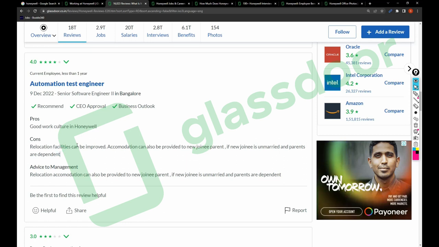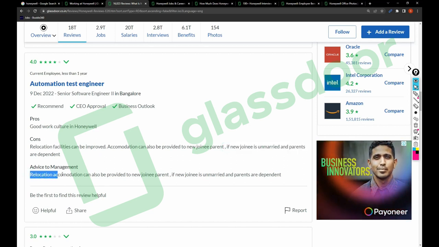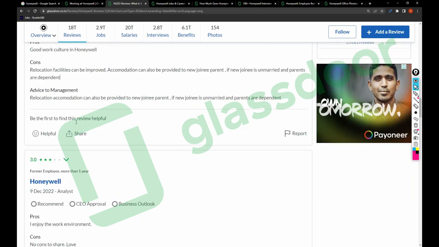Cons: relocation facilities can be improved. Accommodation can also be provided to a new joinee's parents if the new joinee is unmarried and the parents are dependent. Advice to management: relocation accommodation can also be provided to new joinees. Sorry, this is not something good.